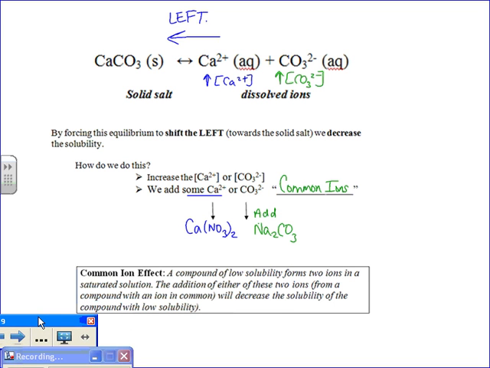And that's the summary of the common ion effect. For a compound of low solubility, in other words, one that can form a saturated solution, the addition of either of the ions present in the saturated solution from a compound with an ion in common will decrease the solubility of the compound with low solubility. In other words, it will shift it to the left and make more of that solid.